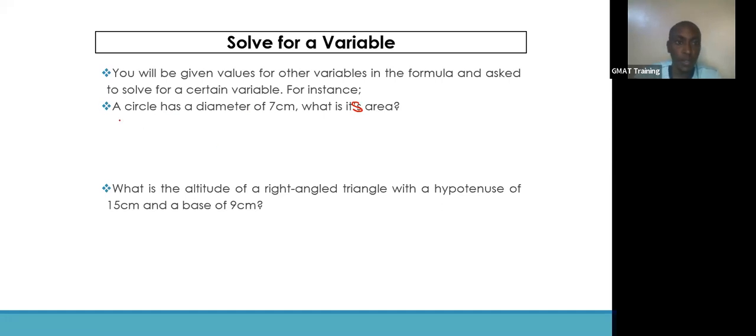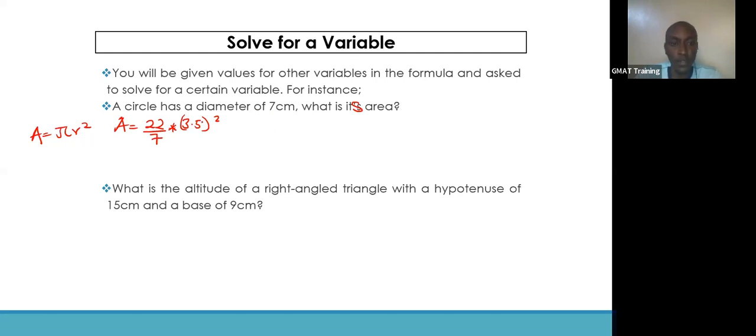And this is an example that you all know. We have the area of a circle. We all know that it's pi r squared. And the diameter is 7 centimeters. So a circle has a diameter of 7 centimeters. What is its area? So the area of this particular circle will be 22 over 7, which is the pi, times the radius, which is 3.5 squared.